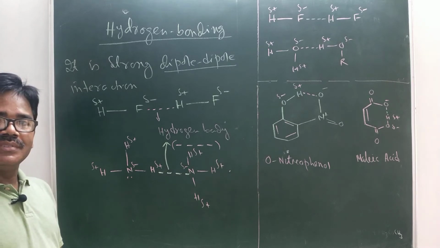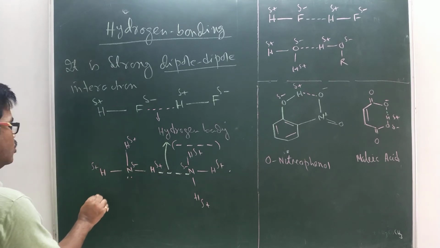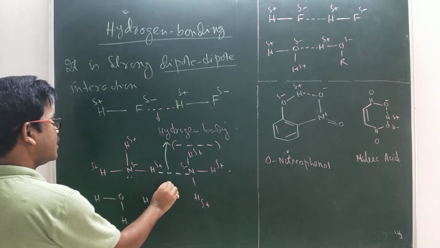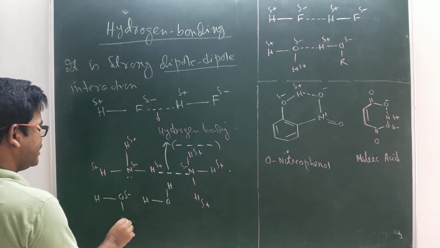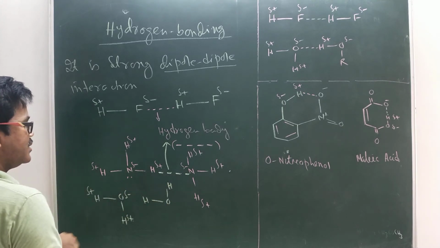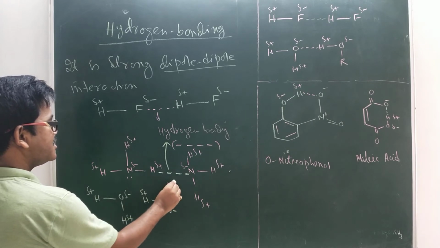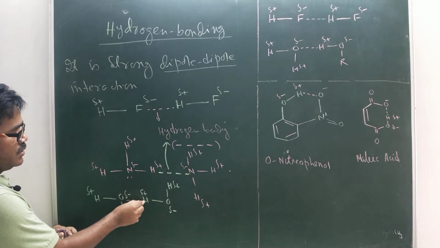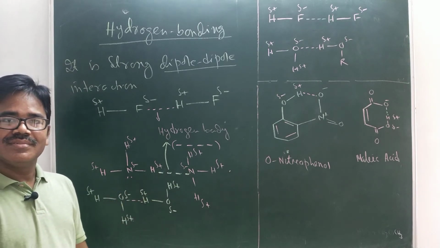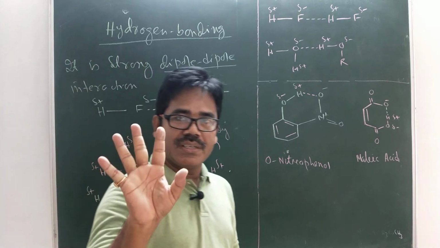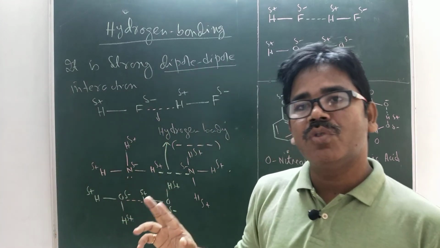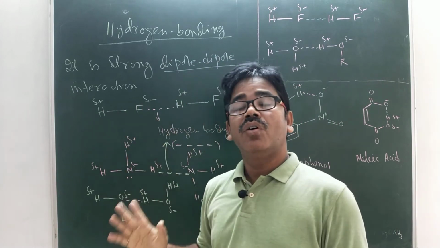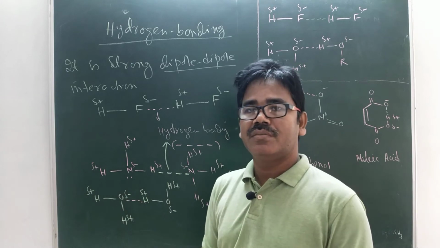Could you follow? Similarly, if I consider a water molecule, this is minus, this is plus, this is plus, this is minus, this is plus. Now again here also, between these two adjacent opposite dipoles, there will be hydrogen bonding. Clear? The basic condition for a molecule to exhibit hydrogen bonding is the presence of a hydrogen-fluorine bond, hydrogen-oxygen bond, or hydrogen-nitrogen bond. That is the basic condition.